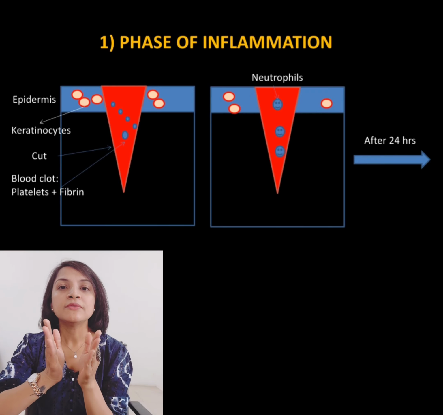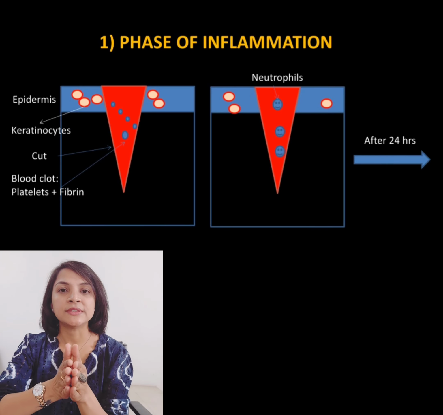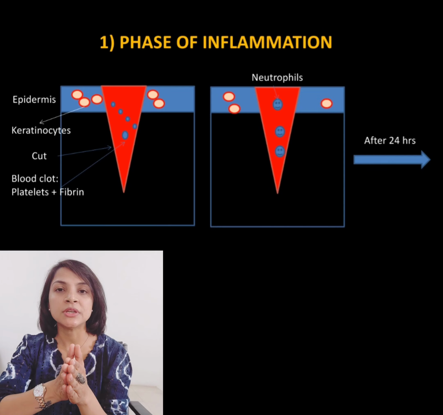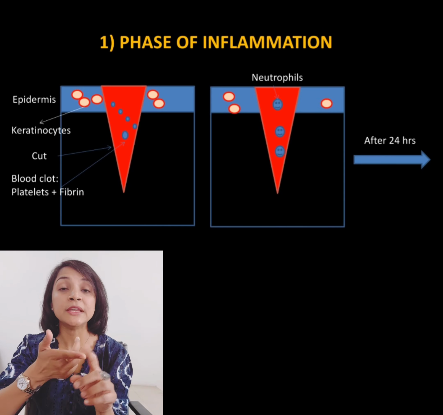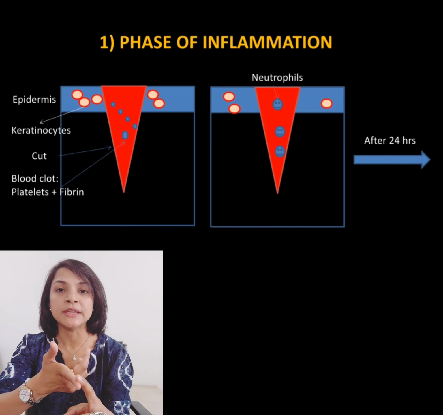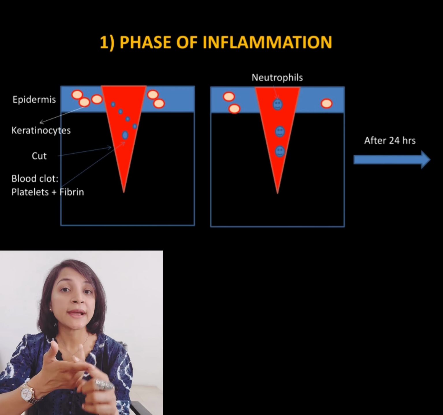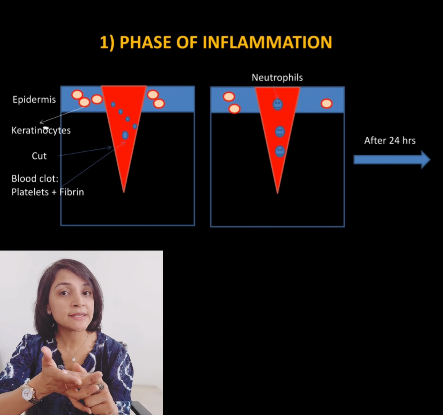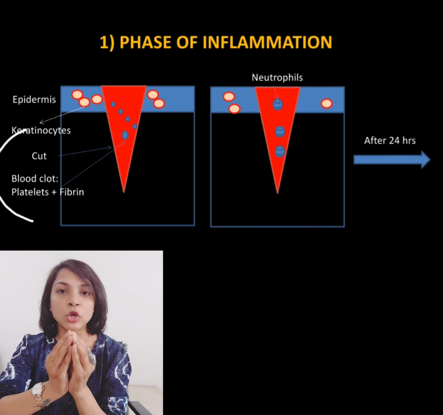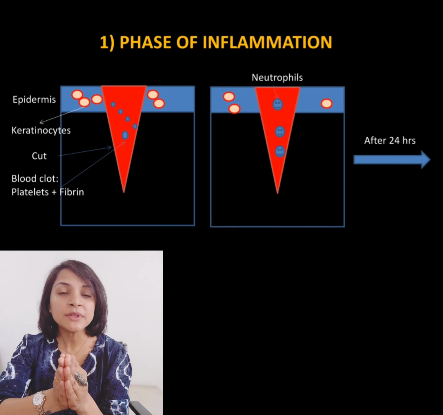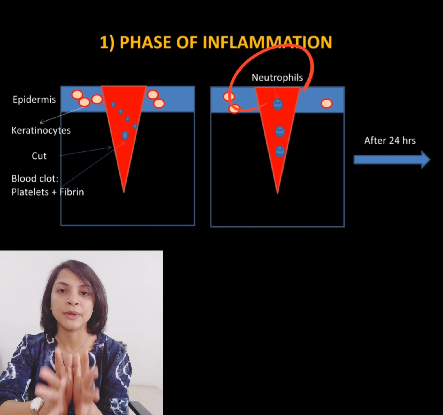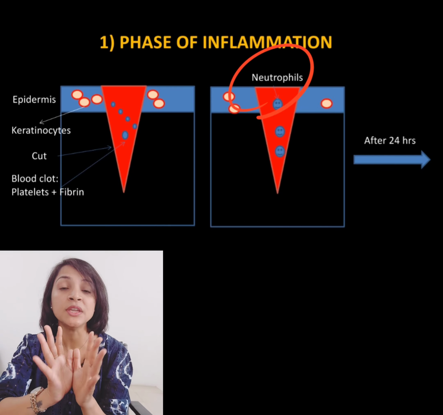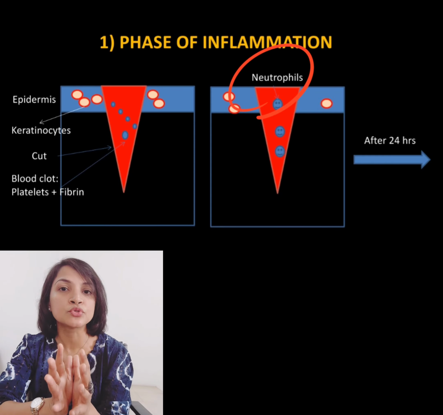Okay, now the first phase, which is the inflammation phase. As soon as we get the cut or the injury in the body, the first thing will be bleeding will take place. Now with the bleeding, our body's platelets will get activated and the coagulation cascade, so they will form the blood clot. So in the primary stage, as soon as we have got the cut, you will see neutrophils in the picture. So the main hero of the inflammation will be the neutrophils.